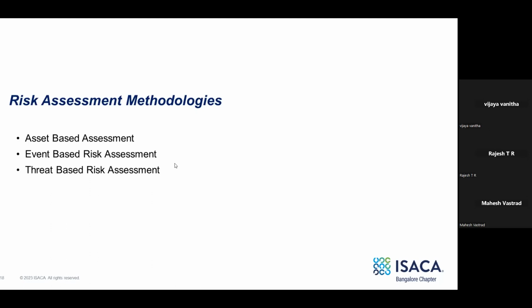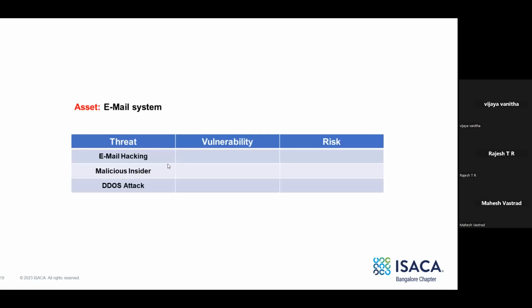Okay. So then comes the threat-based. Threat-based is the combination of both asset and event-based. So that covers complete IT assets, the complete organization. Threat-based is a more comprehensive auditing risk assessment methodology we are going to use. So here are some examples.